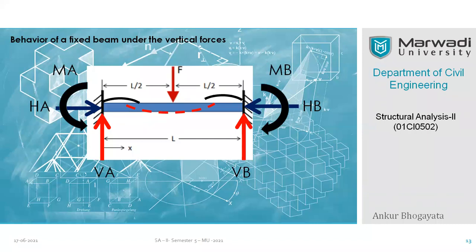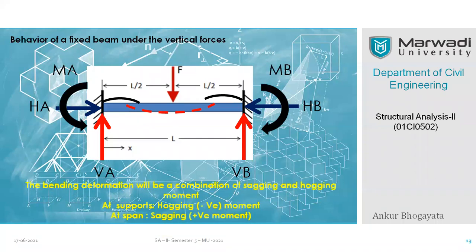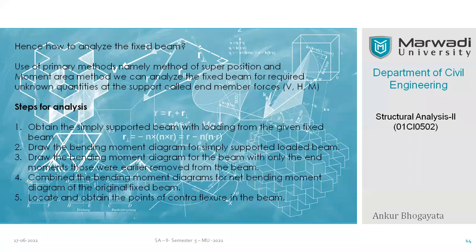Now we all know that there is no chance for any movement at the fixed end of the fixed beam, right? So we'll be utilizing this concept, and how to utilize that we are going to see. This is the text which deals with the same thing which I have just explained: at supports you have hogging moment, at span you have positive moment.